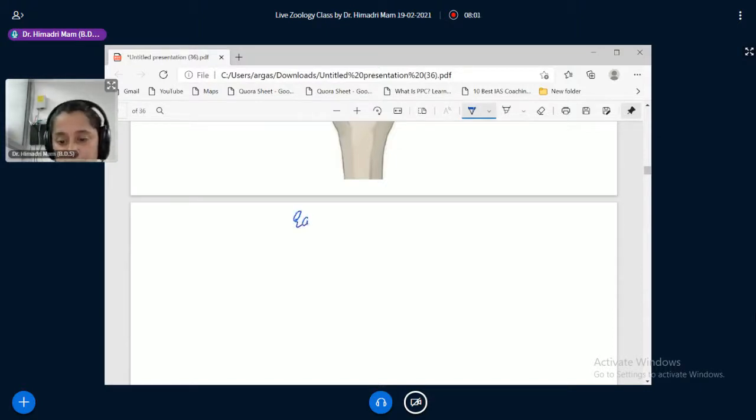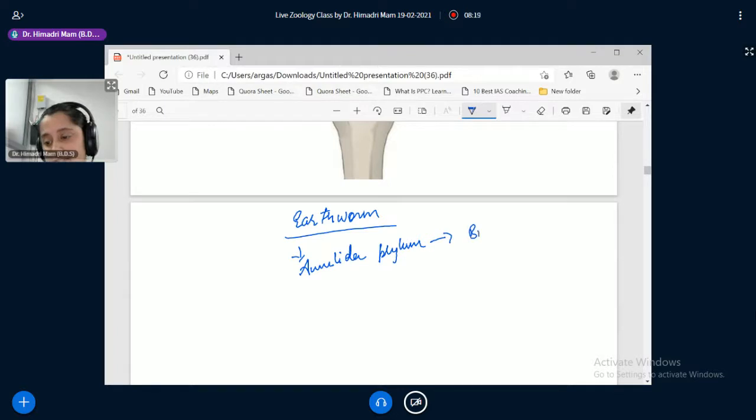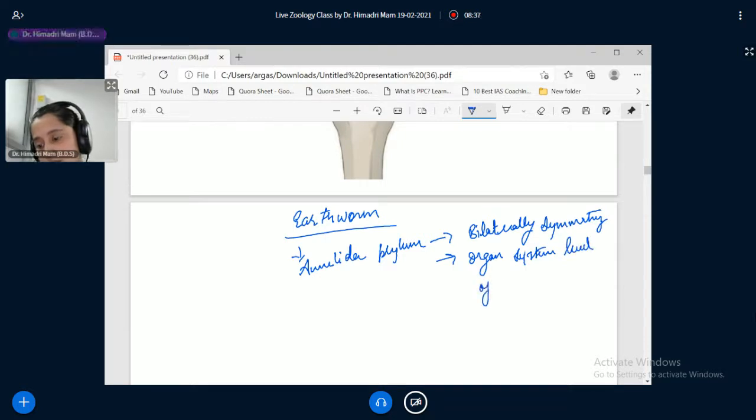Basically, earthworm comes under Annelida phylum. That means they have a bilaterally symmetrical body. Bilaterally symmetrical body. They have the organ system level of organization. They have a closed circulatory system.